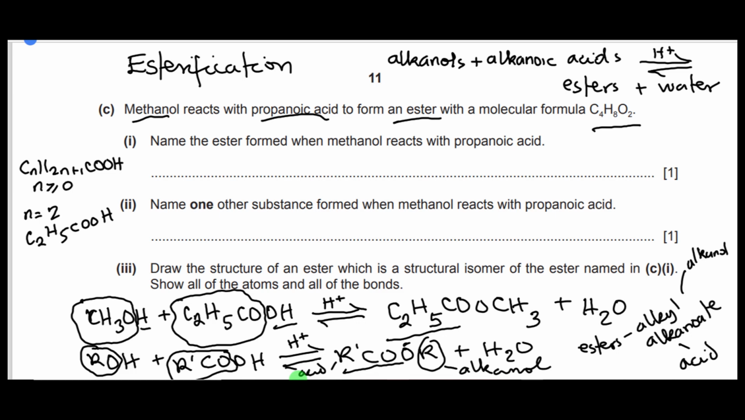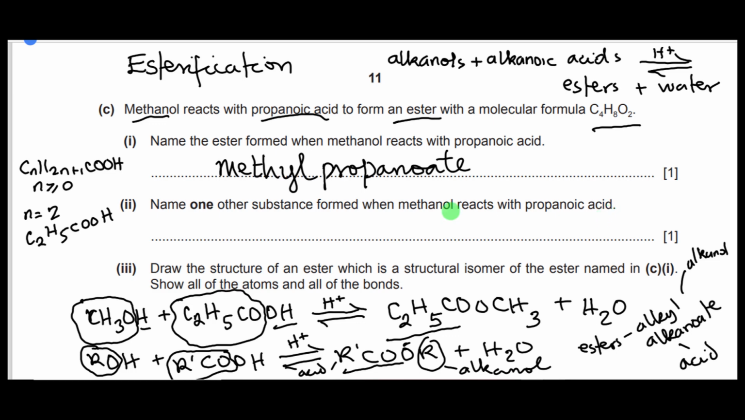But when it comes to the name, you name the alkanol first before naming the ester. So the alkyl form of methanol is methyl. While the alkanoate form of propanoic acid is propanoate. So the name of the ester formed is methyl propanoate. Now name one other substance formed when methanol reacts with propanoic acid.